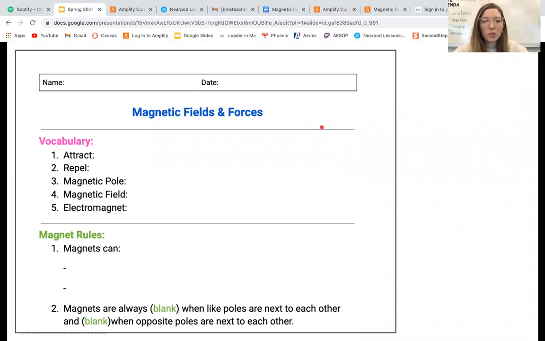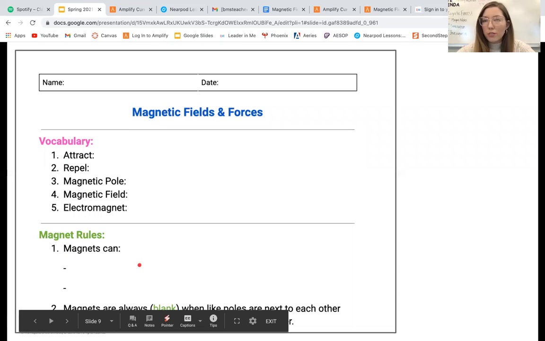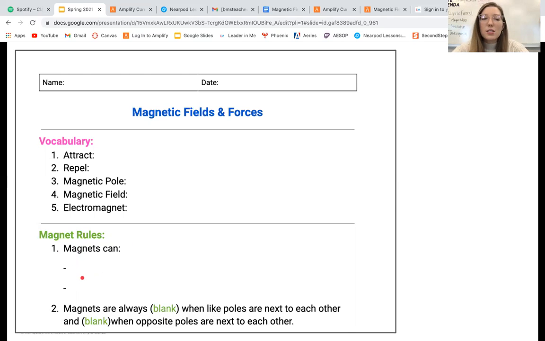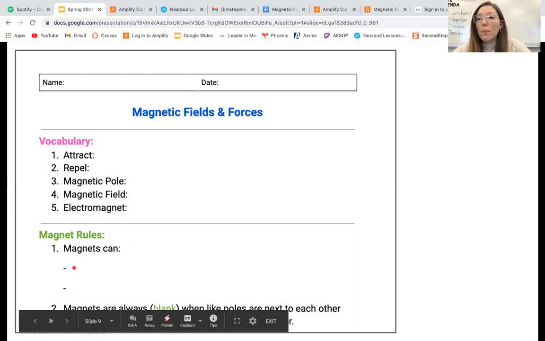And so we are going to be filling out a couple of things on our notes today. The first is we are going to get almost all of the vocab, 4 out of 5 things today. So we're going to talk about attraction, repulsion, magnetic poles, magnetic fields, and then we're going to leave electromagnet for later. Then we're going to talk about the magnet rules, and we're going to get 2 of these rules today. So the first 2 are going to be about what magnets can do, and so that's going to be some basic properties about what magnets can do. The second part is going to be filling in the blank, talking about the magnetic poles, and we're going to fill this all in together.